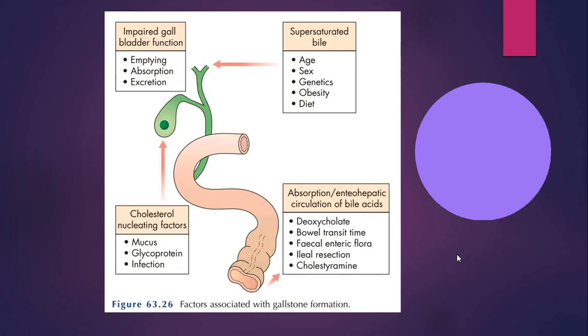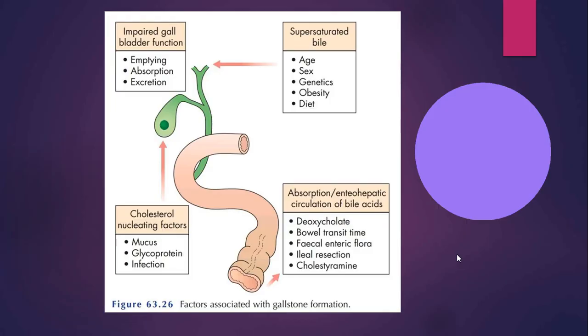Now, this slide is showing factors associated with gallstone formation. Now, there is an impaired gallbladder function. It means the gallbladder is unable to empty properly, or there is an absorption or excretion problem. Supersaturated bile means age, sex, genetics, obesity, diet, meaning bile is containing more cholesterol. Cholesterol nucleating factors: mucus, glycoprotein, infection, or absorption. Enterohepatic circulation of bile salts is the problem.